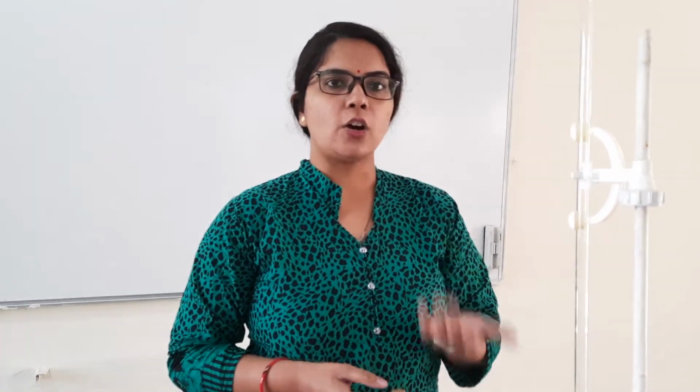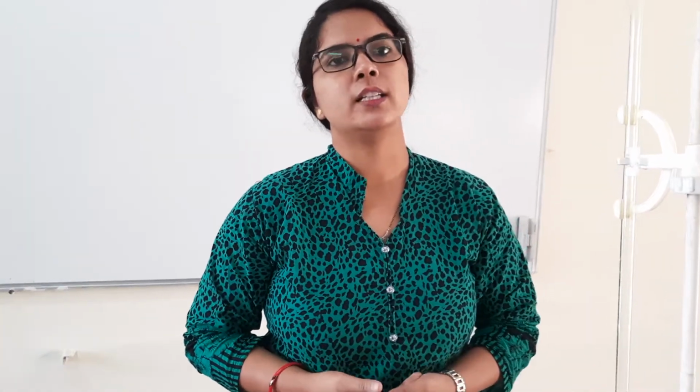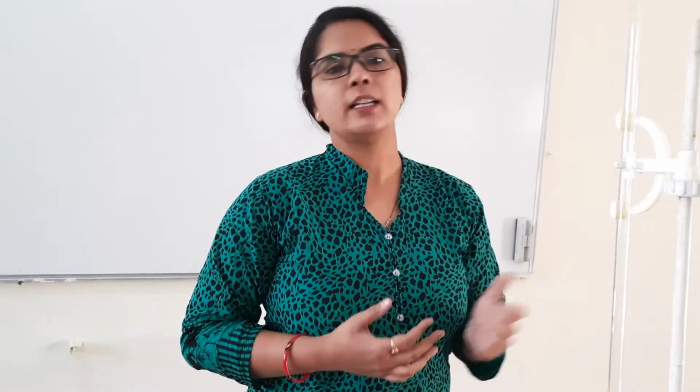So the principle of this experiment is that the ferrous ion will oxidize to the ferric ion, and simultaneously the chromium ion used to get reduced. So oxidation as well as reduction reactions are taking place. That's why these types of reactions are known as redox reactions, or we can say this particular volumetric titration is also known as redox titration. So we'll start our experiment.